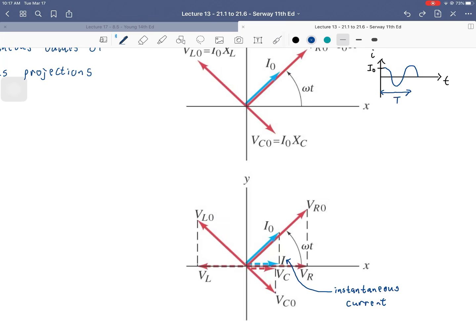Okay, so what does that mean? Well, let's take a look. So one thing is it's not just the current that is getting projected onto the x-axis.